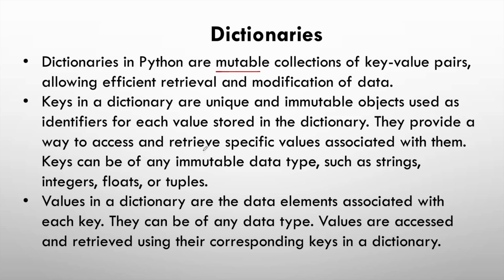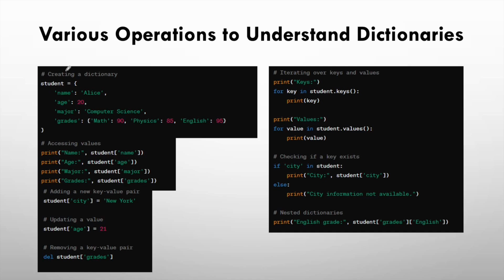And keys and values are the two parts of dictionaries. So keys in a dictionary are unique and immutable objects used as identifiers for each value stored in the dictionary. Values, on the other hand, are the data elements associated with each key. Let's see what this means. So here we've created a dictionary. This is a key and this is a value. So they are separated by a colon.